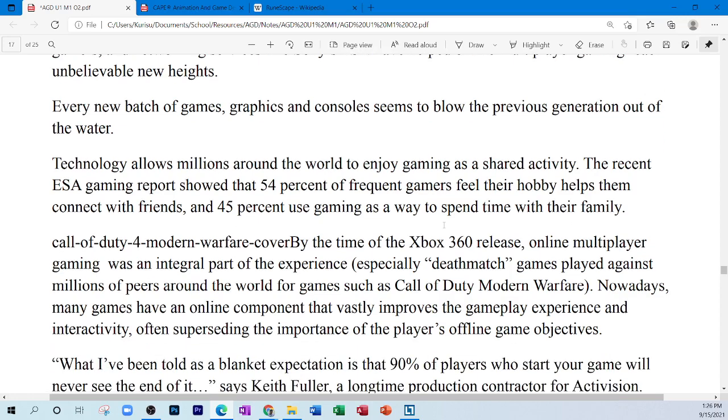Technology allows millions around the world to enjoy gaming as a shared activity. The recent ESA Gamer report showed that 54% of frequent gamers feel their hobby helps them connect with friends, and 45% use gaming as a way to spend time with their family.